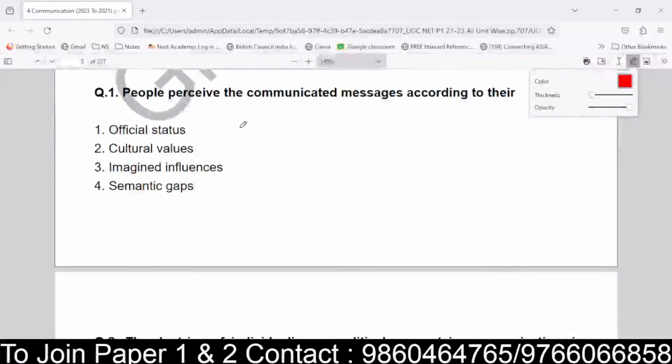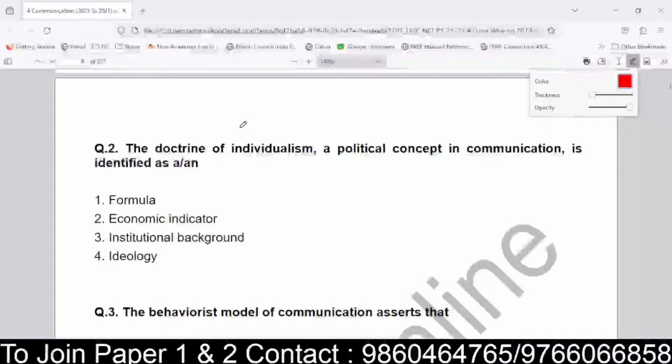Okay. Coming to the next question, question number 2, everyone. The doctrine of individualism, a political concept in communication, is identified as what? Is it a formula? Is it an economic indicator? Is it an institutional background? Or is it ideology? So the doctrine of individualism, a political concept in communication, is identified with the help of what? I have read the question three times. I hope everyone is clear with the question.